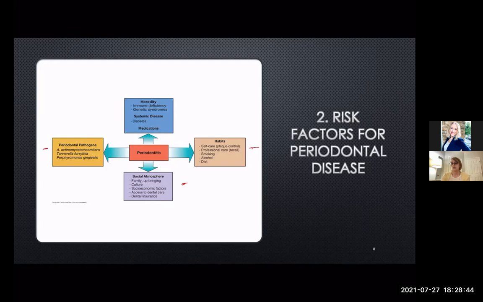Periodontal pathogens, we've talked a little bit about before. Remember Porphyromonas gingivalis? That's P. gingivalis, also known as Mr. Perio. And then finally, we have systemic conditions. So hereditary, we have diseases like diabetes, and then medications.